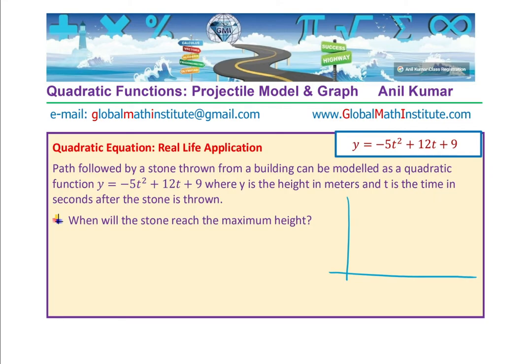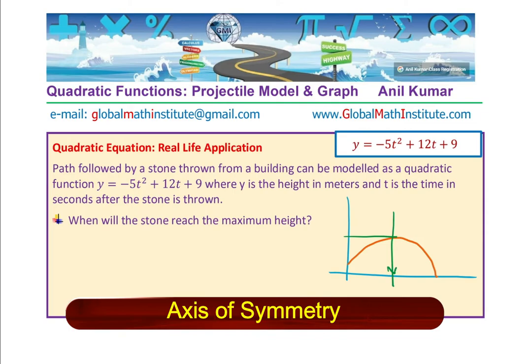We already figured out that it is a parabolic path. That is to say, the stone thrown from the height of 9 meters will go up and then fall finally on the ground. Somewhere it is going to reach the maximum height. Now this maximum height we need to calculate, but first we need to calculate when. Now this when is answered by finding the axis of symmetry, right?